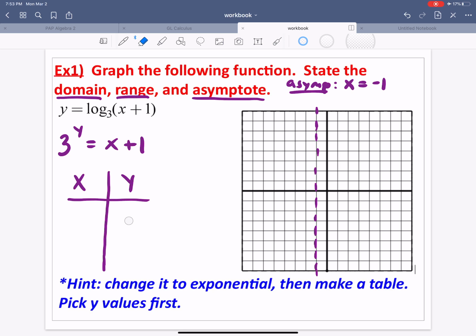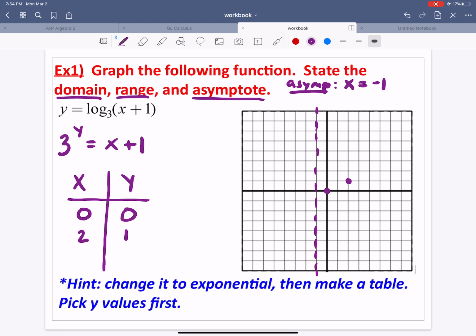So, for example, if I plug a 0 in for y, 3 to the 0 power is 1, and then if I subtract this 1 to the other side, I get that x equals 0 as well. So (0, 0) is a point on this function. Okay, now let's go ahead and pick another y value. Let's keep it kind of simple. Let's do y equals 1. So again, when I plug a 1 in for y, 3 to the first power is simply 3. Subtract 1, we get 2. So when y is 1, x is 2. So let's graph that point.